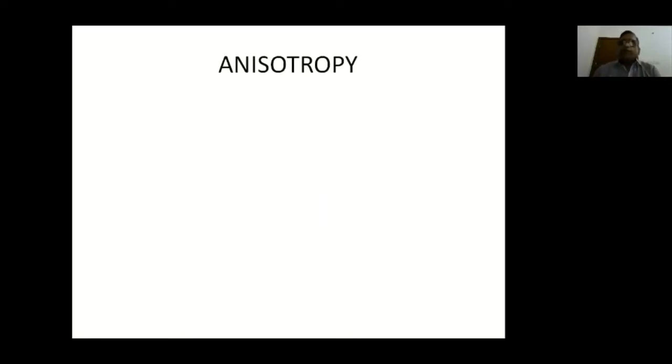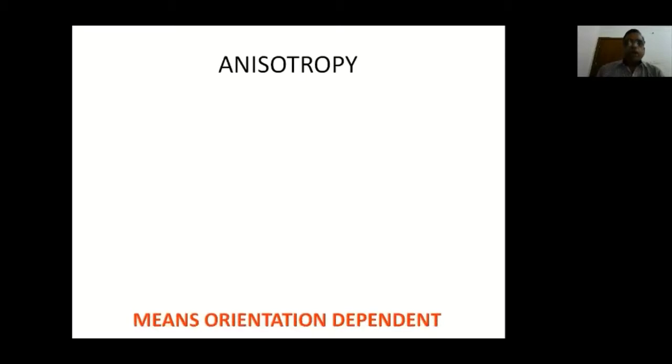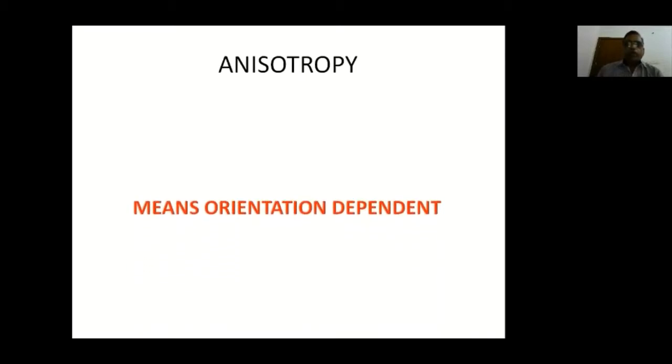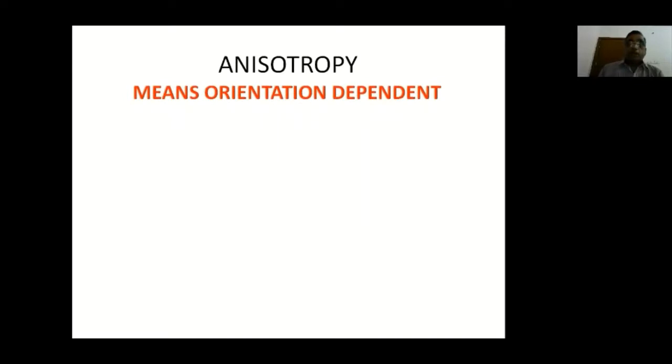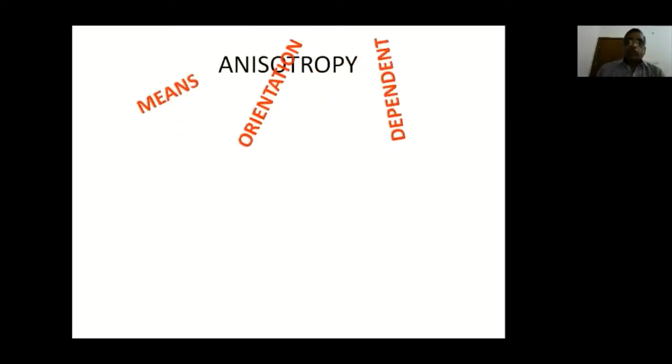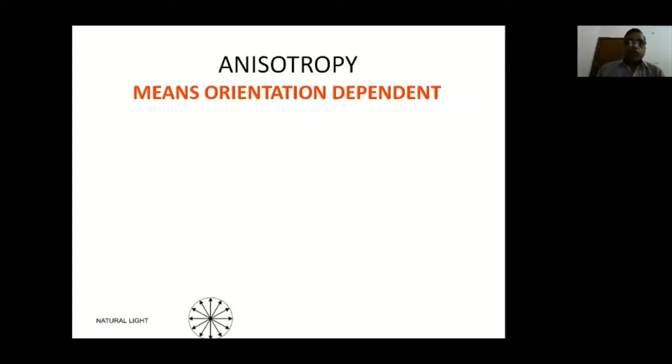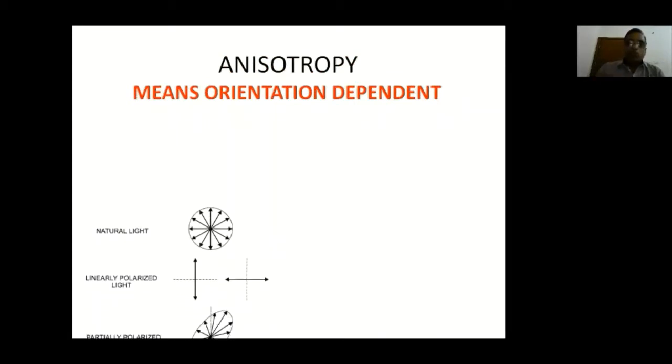Anisotropy is the one which really talks about orientation. Anisotropy, when I say it, is orientation dependent. Now, the orientation we are talking about is the orientation of the light, as a transition, and then also the orientation of the transition dipole of the molecule. This is very important. I've given you all this rotation and orientation.